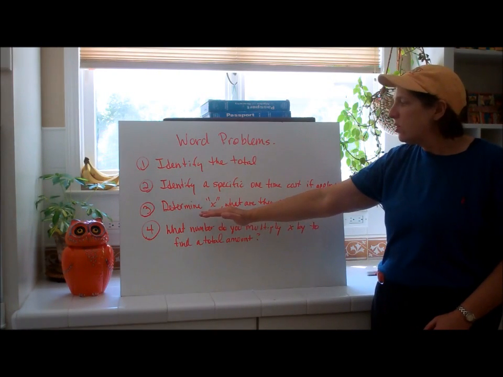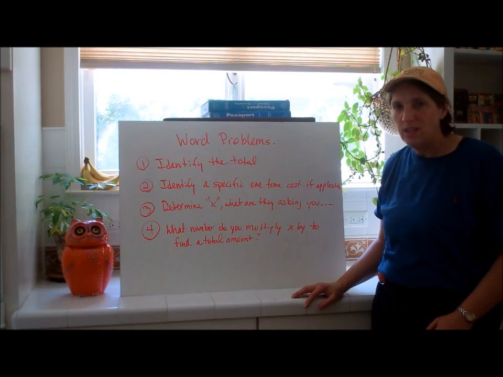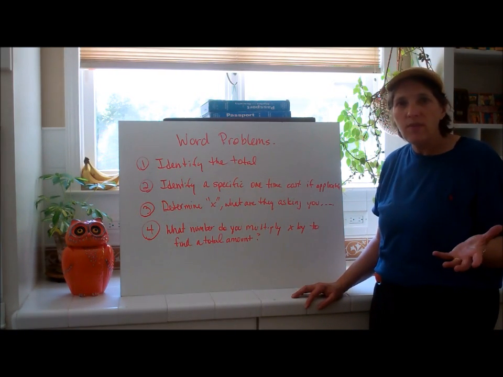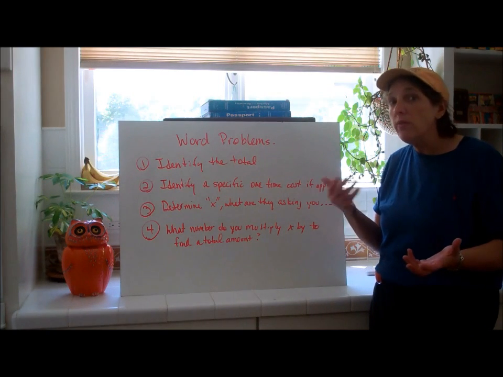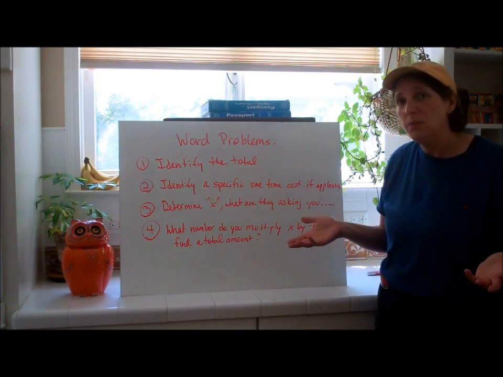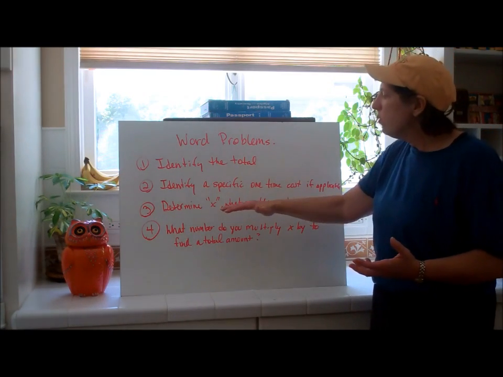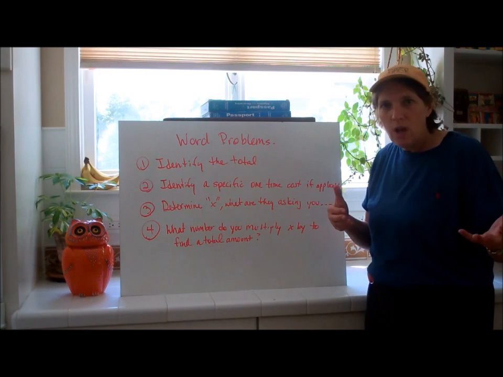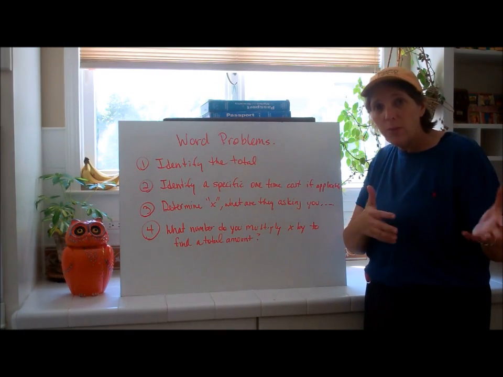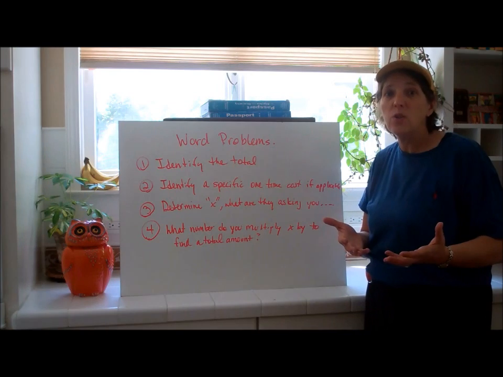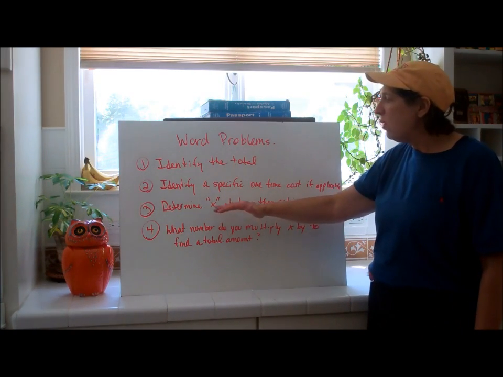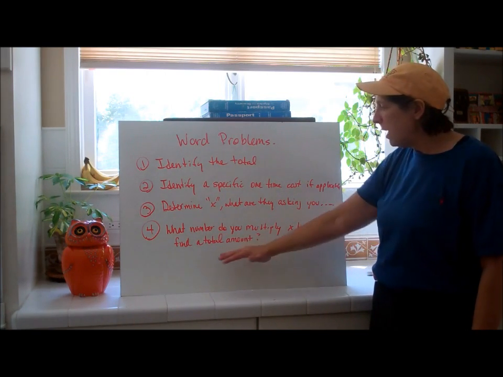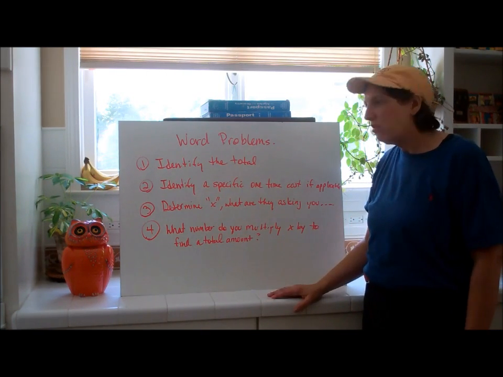The next thing you're going to do is determine what the x is. What are they asking you? Are they asking how long it's going to take you to drive somewhere if you're driving 50 miles an hour? So x would be the number of hours or potentially the number of days. It depends on what the question is. If it's how many flowers can I buy if they're $3 a piece and I have a budget, I'm going to have to multiply 3 times x because x is the number I can actually buy. So you're going to determine what you're multiplying by the x. What number do you multiply by the x for a total amount? And that's the 4th step.